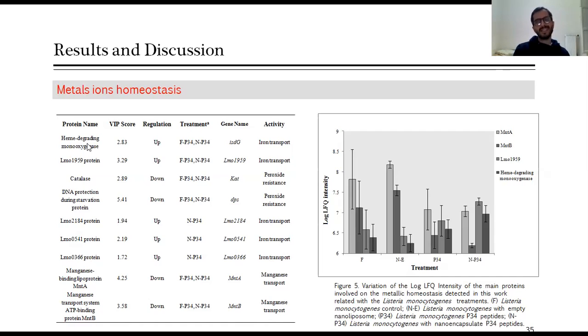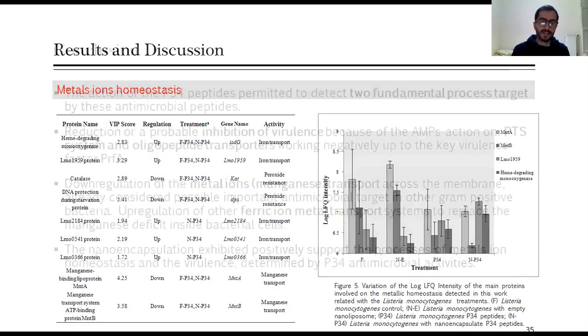To equilibrate this downregulation of metals inside the Listeria cells, a group of upregulated proteins was observed, especially related to iron uptake. So there is a different way of metal ion uptake by the Listeria cells in this condition.